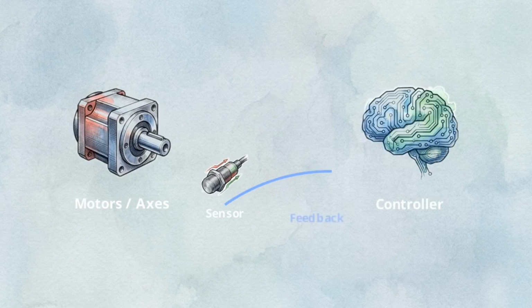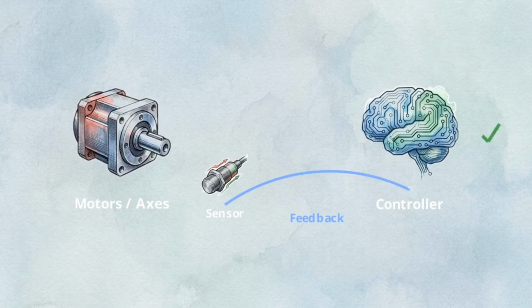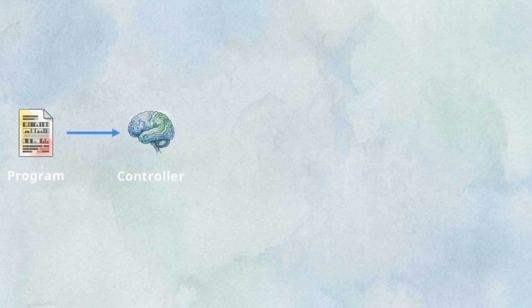They measure the motor's actual position and report back to the controller, which verifies the location with a green checkmark. This constant loop of action and feedback guarantees microscopic accuracy over and over. Let's map this entire process out.